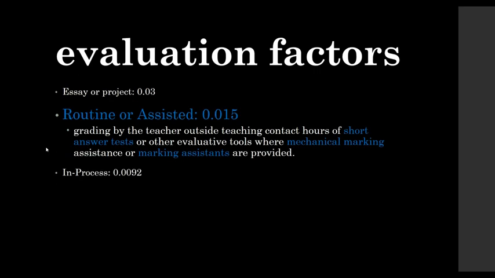Routine or assisted is still assessment or evaluation and review that's done outside of the class time, but now they use the term short answer tests, and by that they really mean automated tests like multiple choice, that type of thing, where the grading can be done automatically, when the answers are built into the test itself. And that's what they're talking about with mechanical marking assistance, or this mythical marking assistance that I don't think anybody has at Northern College. So if you give some automated quizzes as part of your course, then those would factor in and would have a lower evaluation factor than essay or project type evaluations.